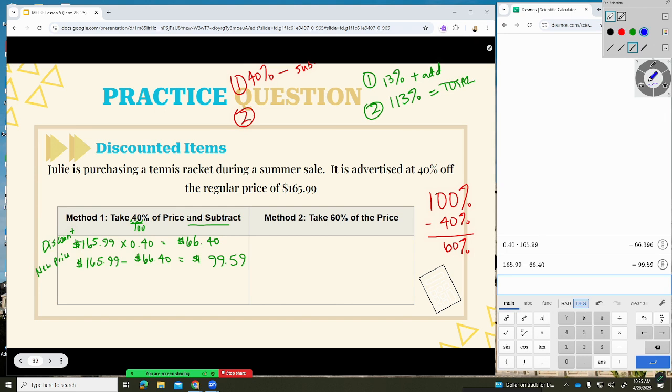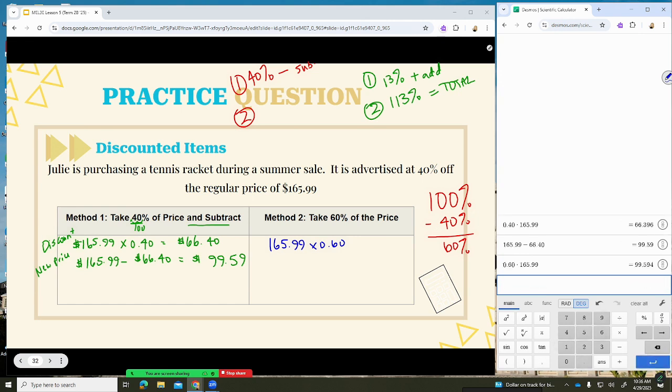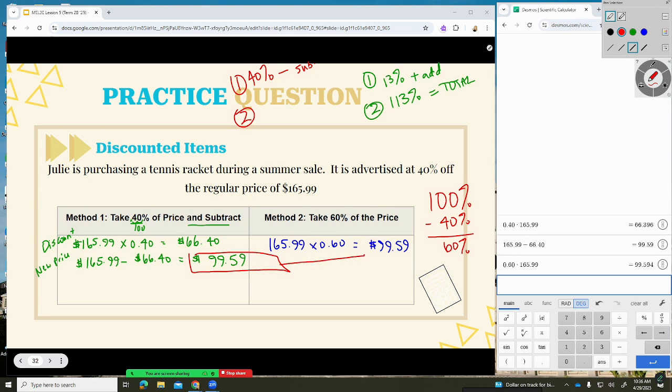We can find out, $165.99 is that regular price. This time we're going to multiply by 0.60. Remember that's 60%. So what is 0.60 times $165.99? We get $99.59. Oh, see? Here it is. We get the same end result. We get the same price.